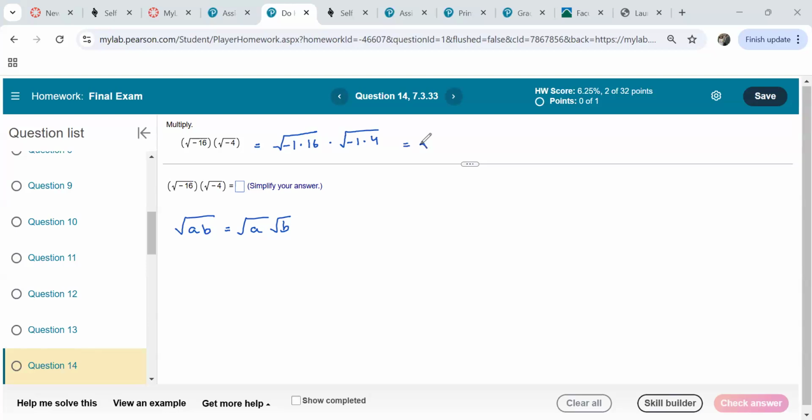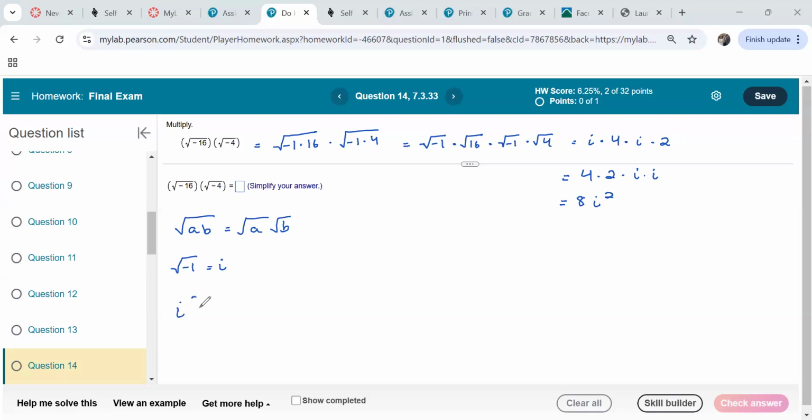So this just turns into square root of -1 times square root of 16 times square root of -1 times square root of 4. And then we said that the square root of -1 is what we use to make that imaginary unit i. So this is just i. Square root of 16 is just 4. This is another i, and square root of 4 is just 2. So we have 4 times 2 times i times i, 8i squared.